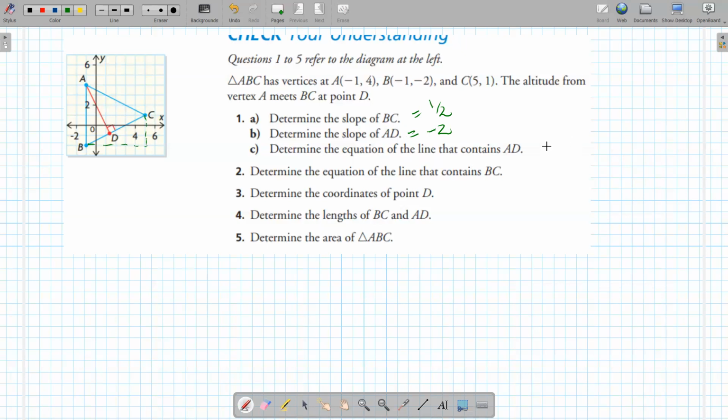All right, so we know the slope of AD is -2, so y equals mx plus b. What point do we plug as y and x to find the equation of AD? Remember, we don't have point D. So you can only plug in A. So 4 equals -2 times -1 plus b. B is gonna be 4 minus 2, b is gonna be 2. Therefore, the equation is y equals -2x plus 2, okay?